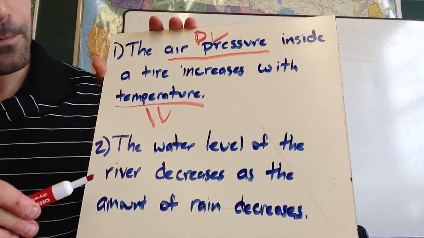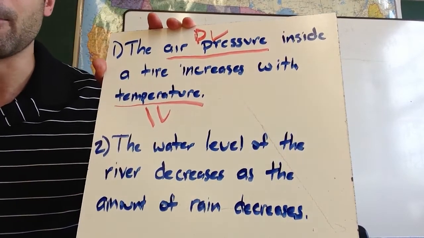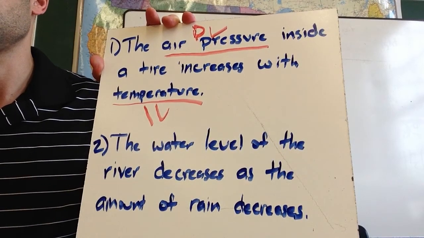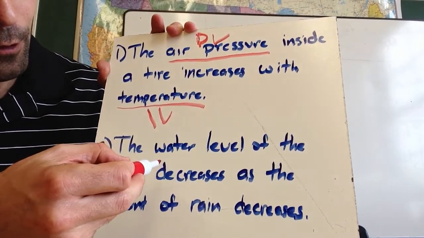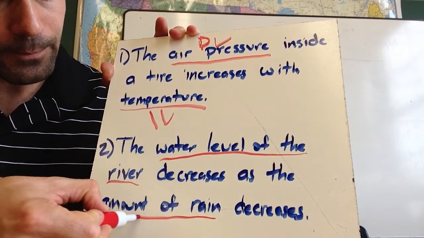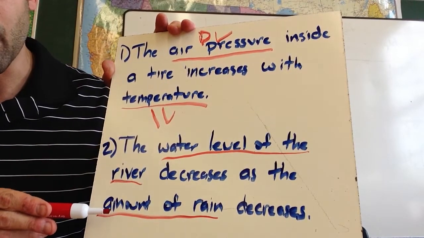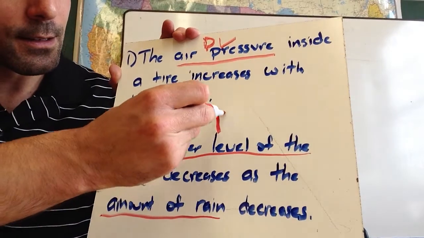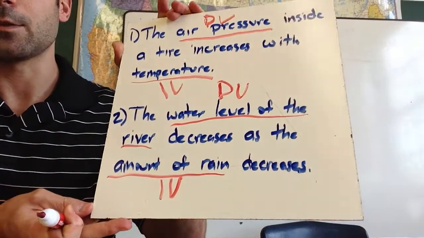All right, now you try this one. The water level of the river decreases as the amount of rain decreases. Please pause the video at this time to practice this problem. All right, so my 2 variables are the water level of the river and the amount of rain. So the question is, does the water level of the river depend upon the amount of rain, or does the amount of rain depend upon the water level of the river? And this will depend upon how much it rains. Sorry, that's outside the screen.